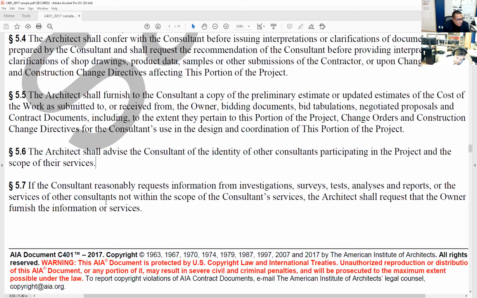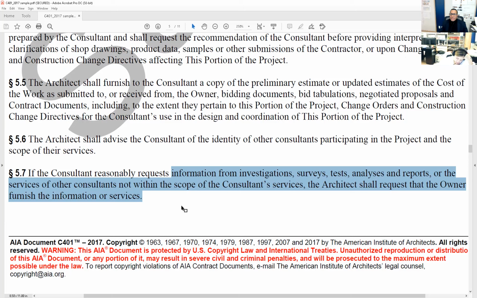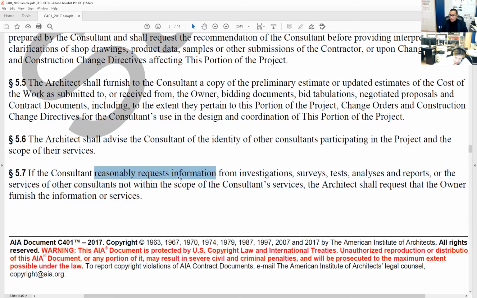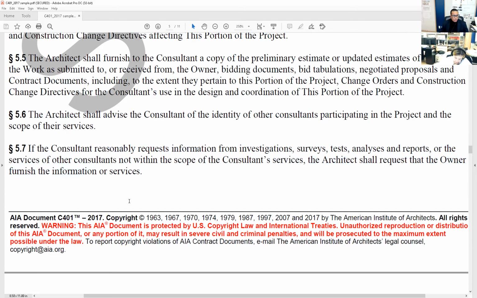So section 5.7, if the consultant reasonably requests information from investigation, service, test, analysis, and reports of the services of the other consultant not within the scope of the consultant services, the architect shall request that the owner furnish information or service. Something that's beyond that, you don't know why they need it, but they actually need it. You don't have to necessarily understand why the consultant needs something. If it's a reasonable request, they need it for a reason. You just have to get it, and you may not have it, but the owner has it. So you're going to get that from the owner and get it to the consultant.